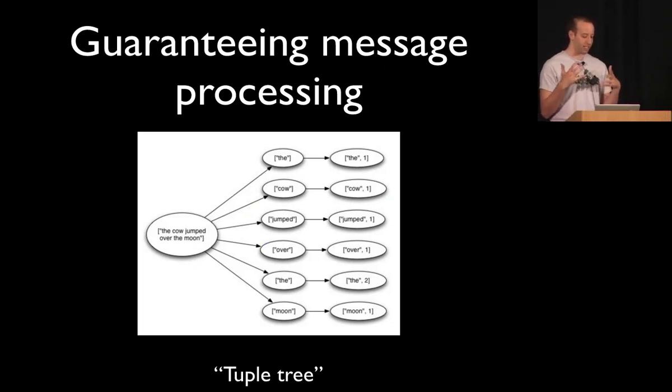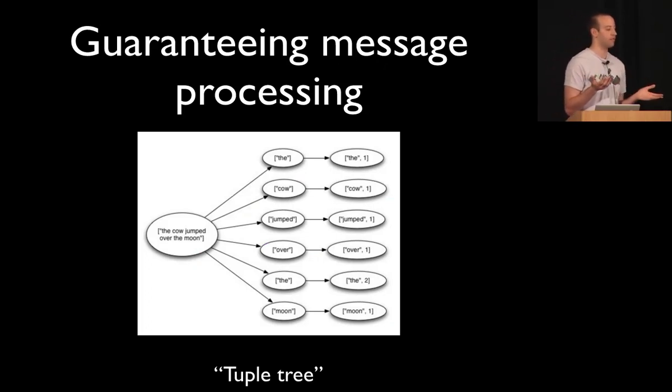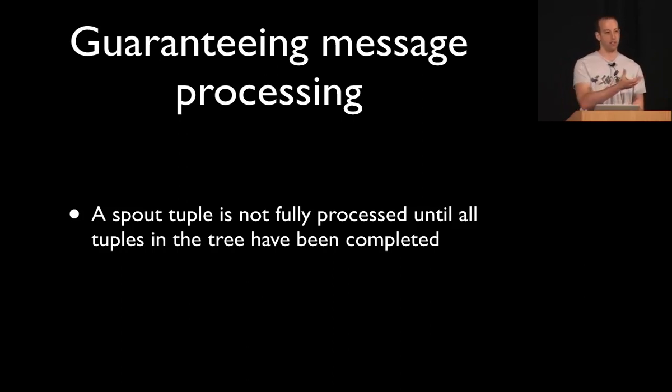So first you have to decide, what does it even mean to guarantee message processing? Well, the first thing to look at is what happens to a source message in a topology, like a message that comes off a spout. We'll look at a message that comes off a spout, and here I'm using the word count example.